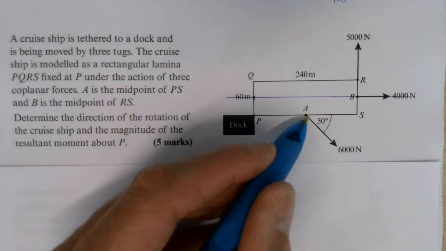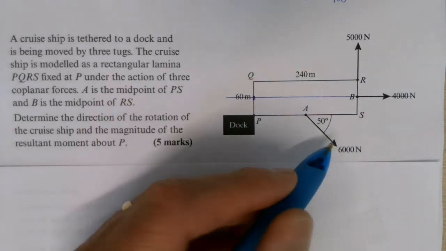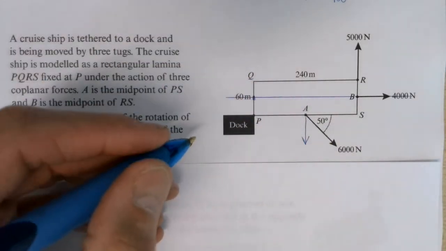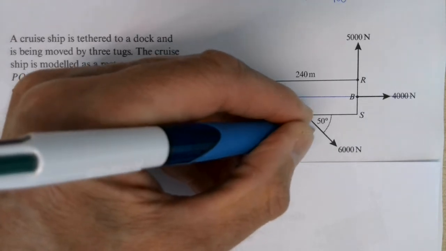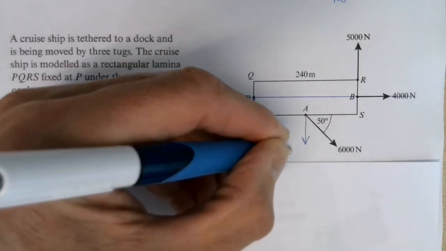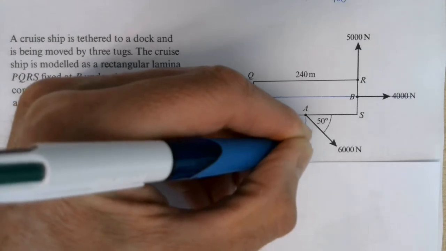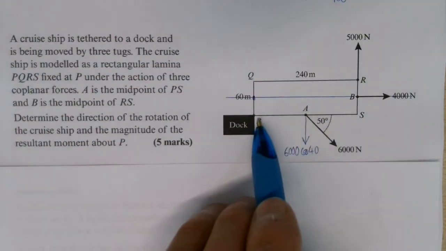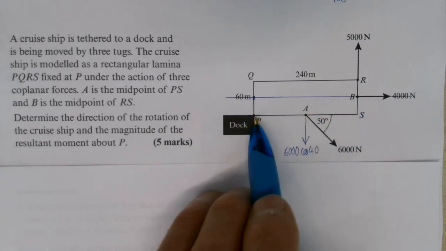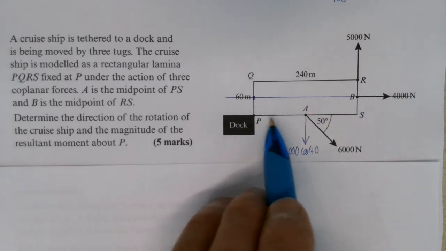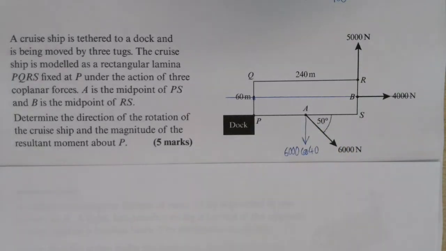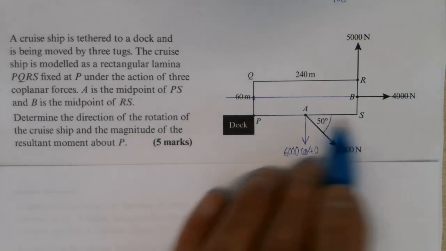And then you've got this force here, which has a vertical component, and that angle there is 40, so that's going to be 6,000 cos 40. It does have a horizontal component, but that horizontal component, unlike this one, which is acting at a distance of 30 metres, is acting at a distance of 0 metres. So when I calculate the moment, the distance is 0, multiply force times distance, there's no moment at all.